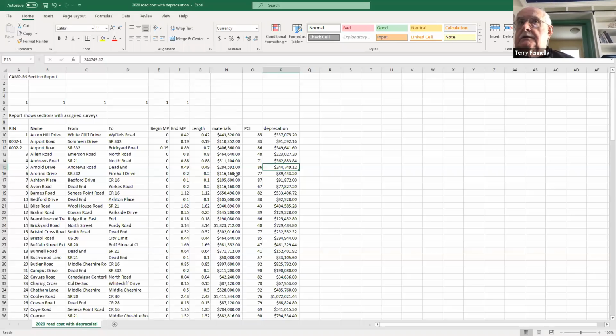Right. It tells you the condition of the road based on Jim's observations, and that's as good an indicator as any, I would think.